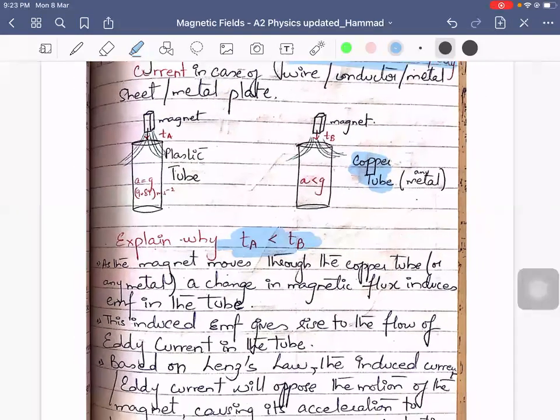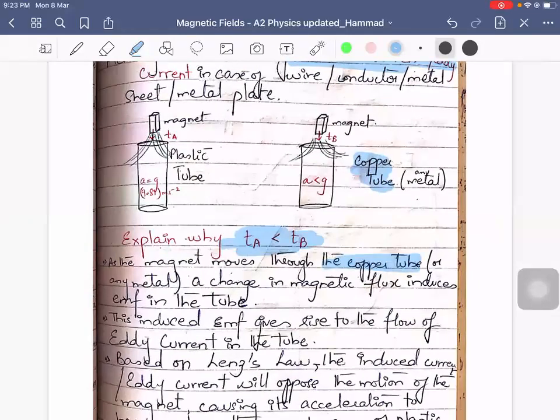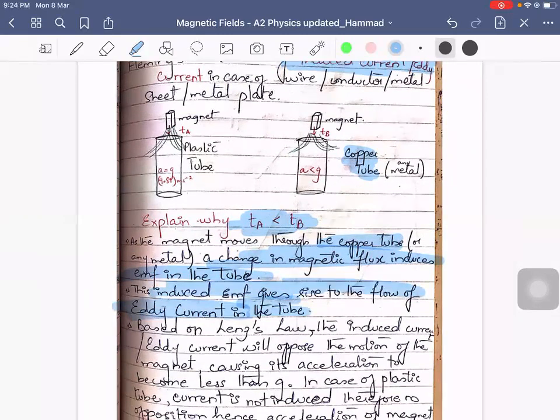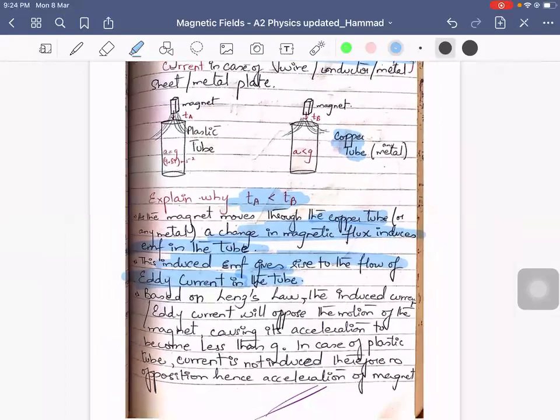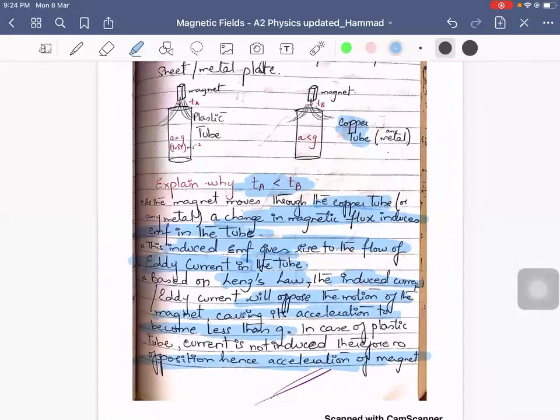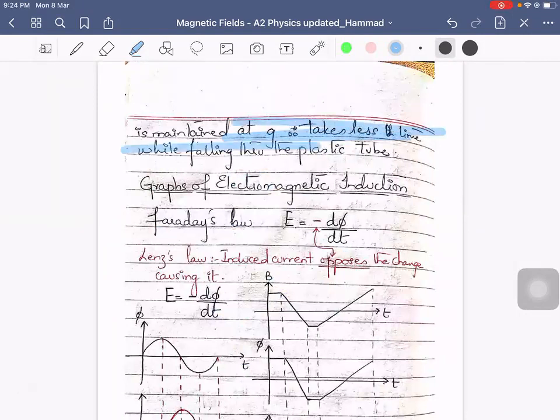Now you need to understand that as the magnet moves through the copper tube or any metal, a change in magnetic flux would induce an EMF in the tube, because metals are conductors, right? Magnet has its magnetic field lines, and these conductors would cut those field lines. This induced EMF will give rise to the flow of eddy current in the tube. Eddy currents will try to oppose the movement of the magnet, right? Based on Lenz's law, the induced current or eddy current will oppose the motion of the magnet, causing its acceleration to become less than g. In case of plastic tube, current is not induced, therefore no opposition, hence acceleration of the magnet is equal to g and will therefore take less time to fall down the tube.